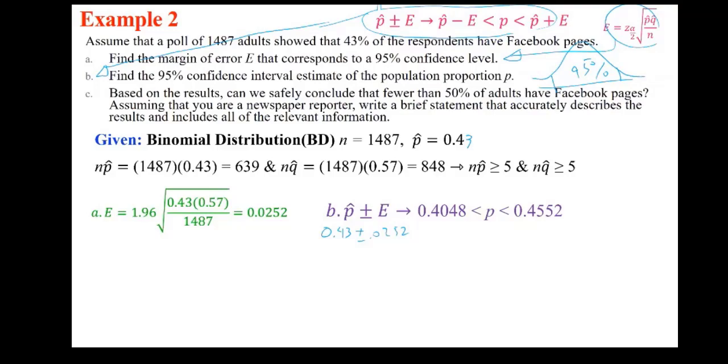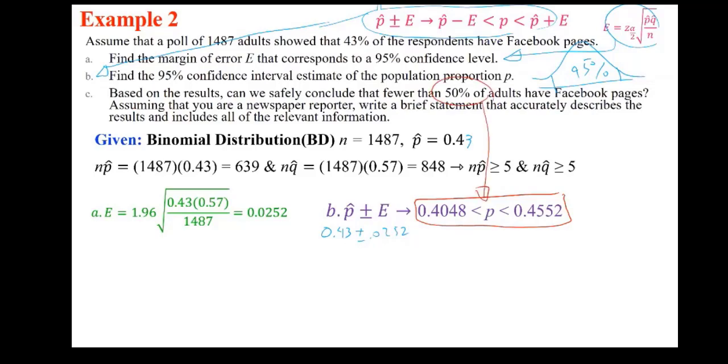How would we do the interpretation? It's important to have a reasonably decent interpretation. First, based on the result, can we safely conclude that fewer than 50% have Facebook? Take a look at the interval. You see this interval? Three things can happen. Either it's entirely below that 50%. You compare it to this 50%. If it's below, yes, the answer is yes.